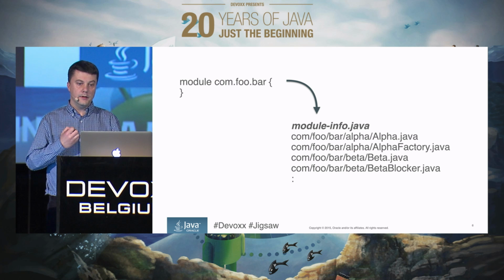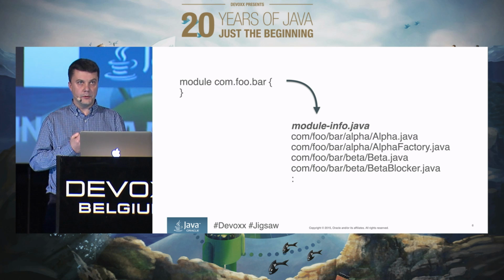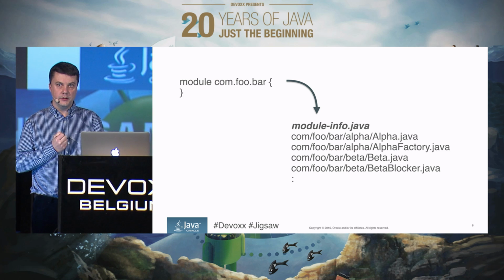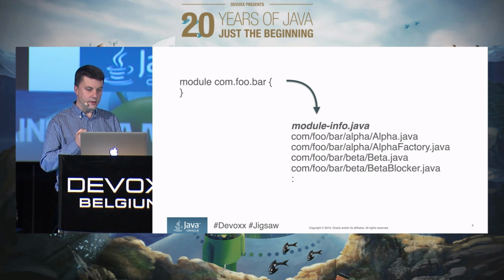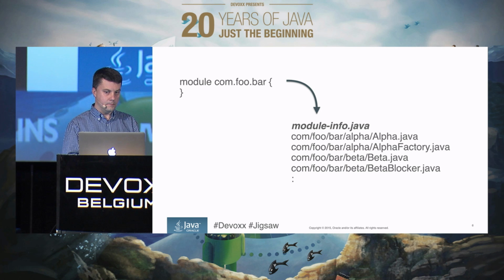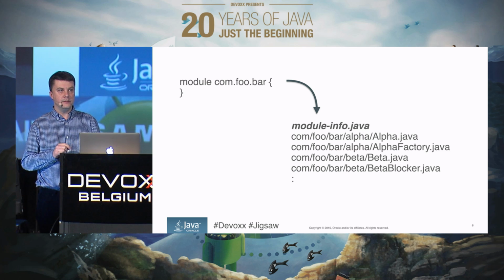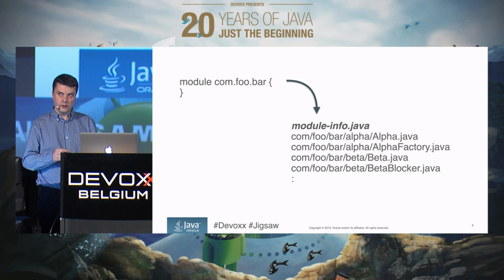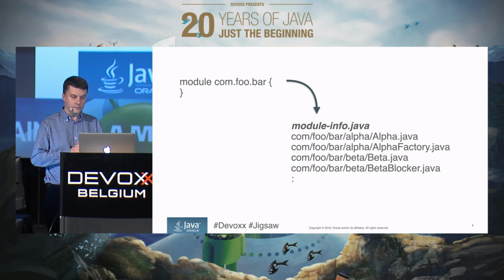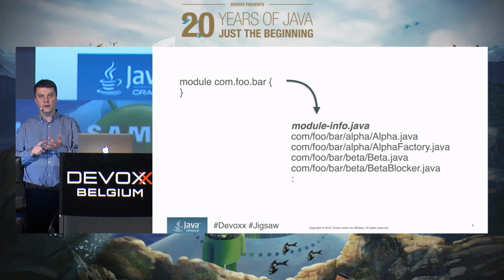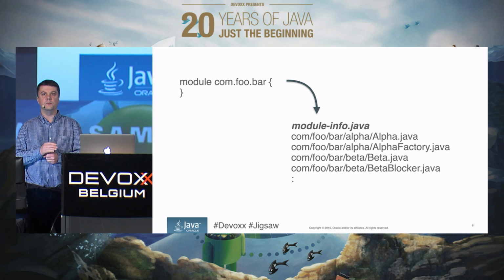The module description is expressed in a module declaration. The module declaration is in a source file named module-info.java. By convention, the module-info.java is placed in the top level directory, the top of the source directory. So in this example, we've got 4 types. The source files for those 4 types are organized by package. We've put the module-info in the top level directory of the module.